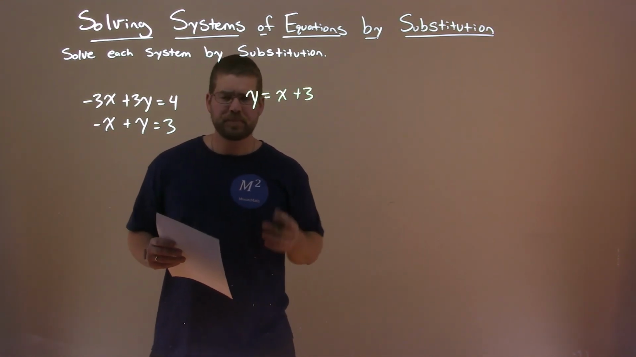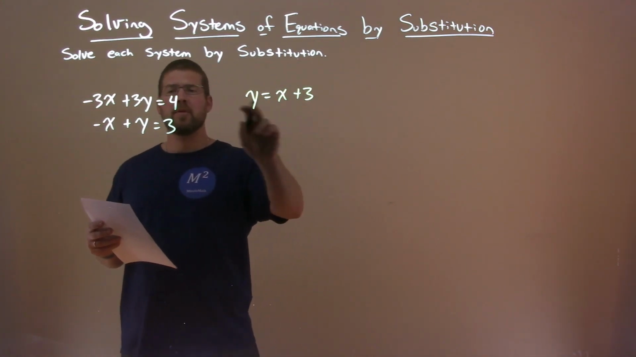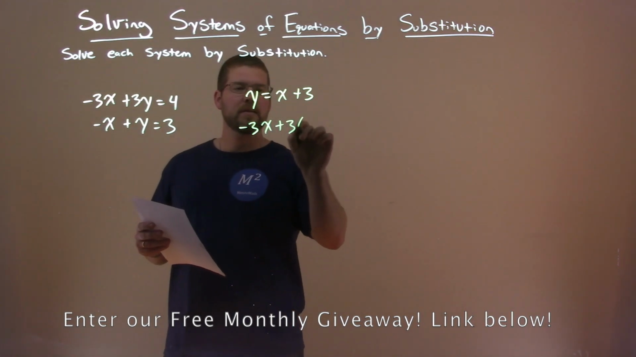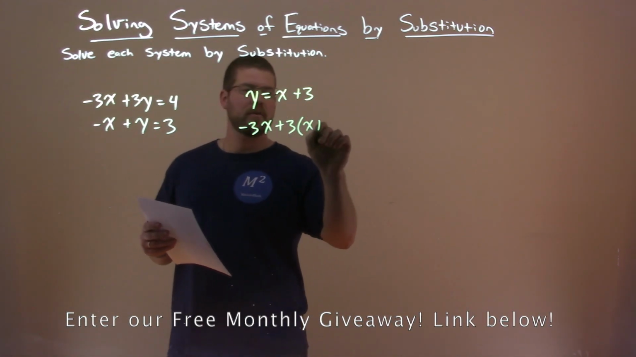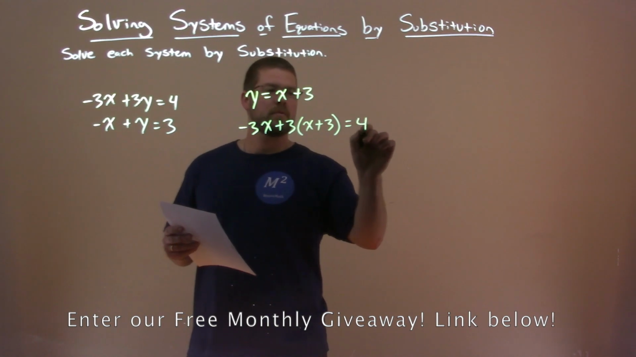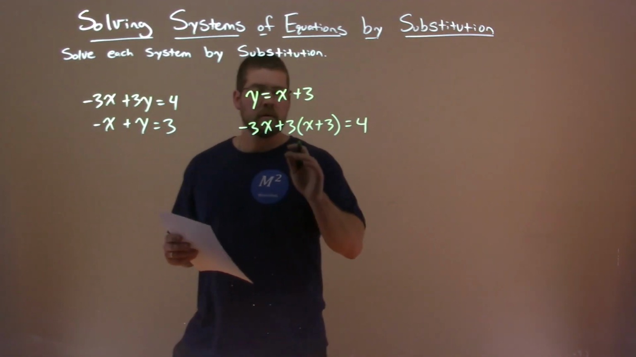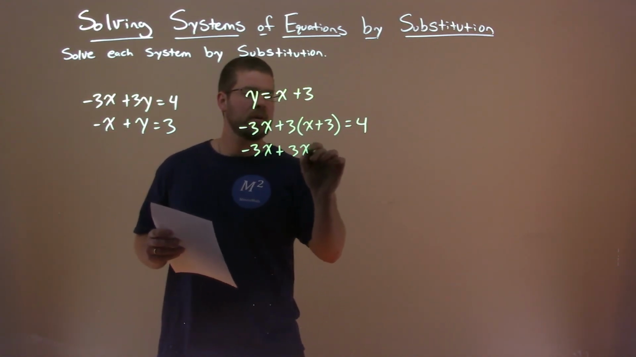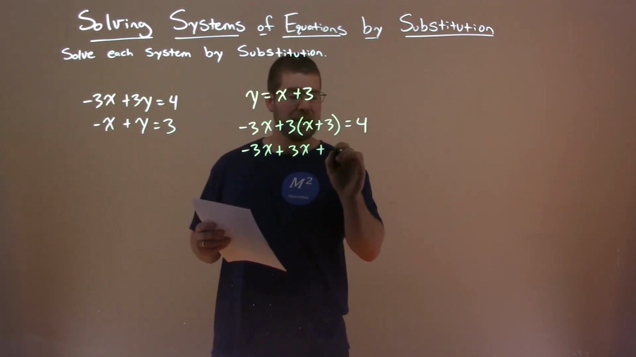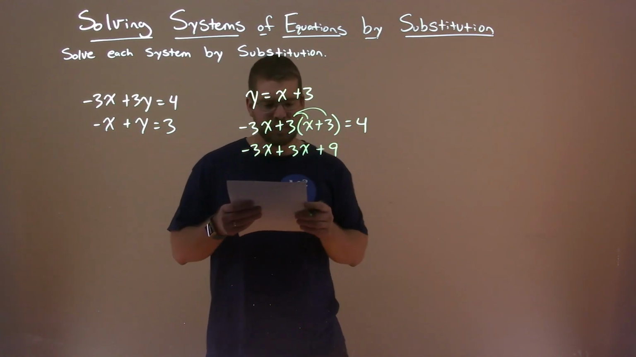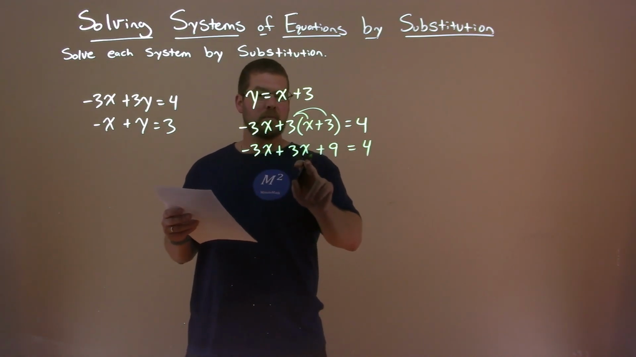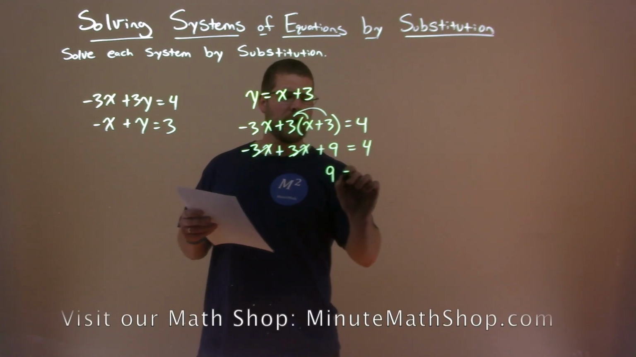Not too bad. So we take that information and we're going to plug it into y in the first equation. Minus 3x plus 3 times y, which is x plus 3 here, equals 4. From there, we're solving for x. Minus 3x here, plus 3 times x is 3x, plus 3 times 3 is 9. Make sure we distribute to both parts here, and that equals 4. All right. Minus 3x plus 3x is just 0x. They cancel each other out, and we're left with 9 equals 4.